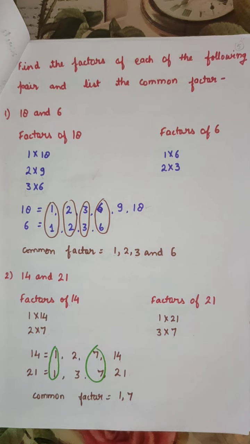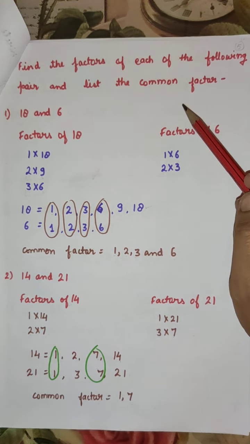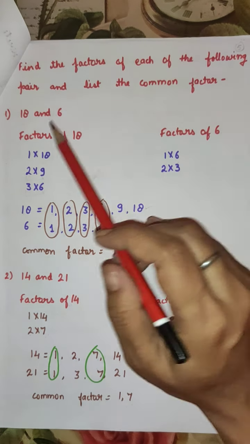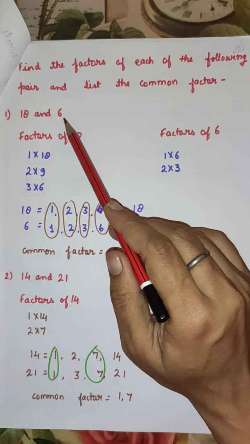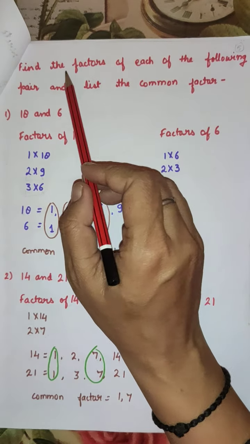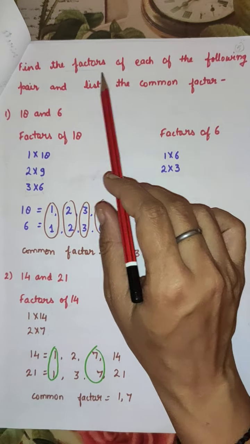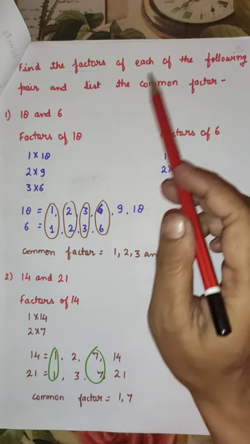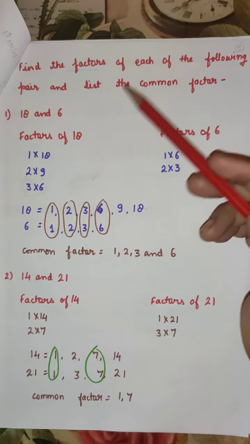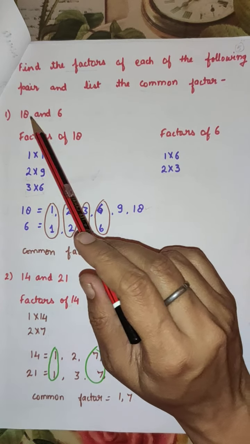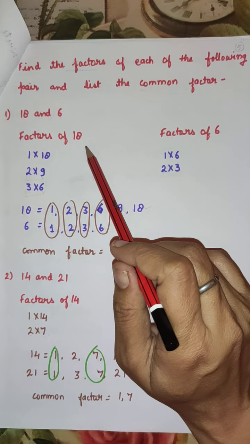After that, find the factors of each of the following pairs and list the common factors. For common factors, you first have to find the factors, and after that, what is common? Which factor is common? So you have to find out. So this question we are going to take. Now 18 and 6. Now what are the factors of 18?